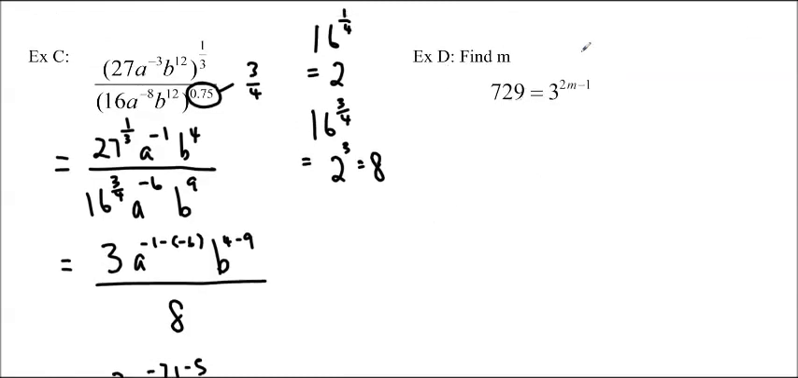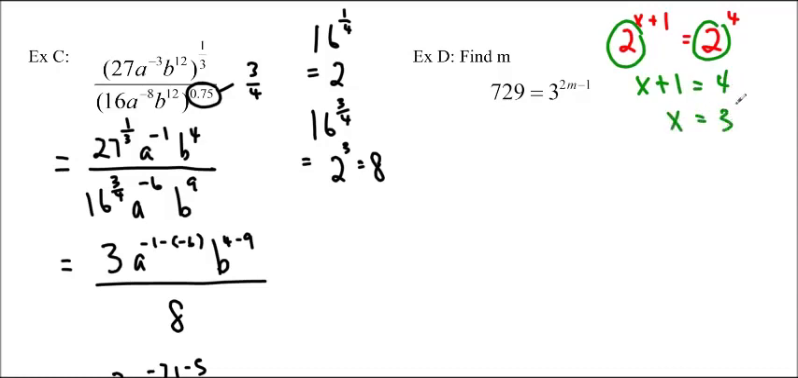Alright, find m. Okay, so now we're going to work on the principle, basically, that if you have the same base, like let's say 2 to the x plus 1 is equal to 2 to the 4. So you can see that these 2's are the same, they have the same base. If they have the same base, then they have the same exponent, so I can just say x plus 1 is equal to 4. So in this case, x equals 3, just solve it, right? So that's how you do this type of question.